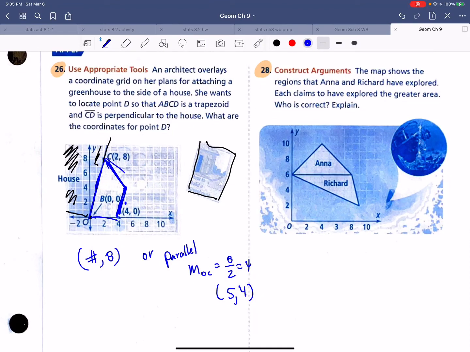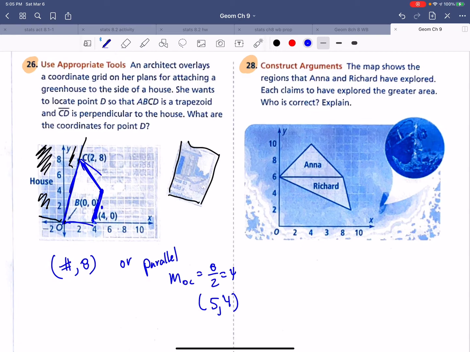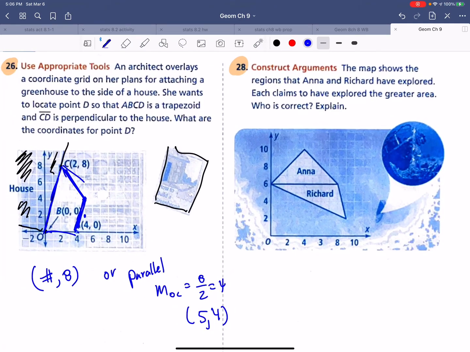The map shows the regions that Anna and Richard have explored. Each claims to have explored the greater area. Who is correct? So we have to compare these areas. Okay, so Anna's area, it looks like Anna's got a right triangle. So let's look at these coordinates. This is coordinate (4, 10). This is coordinate (8, 6). Okay, so what's this distance?